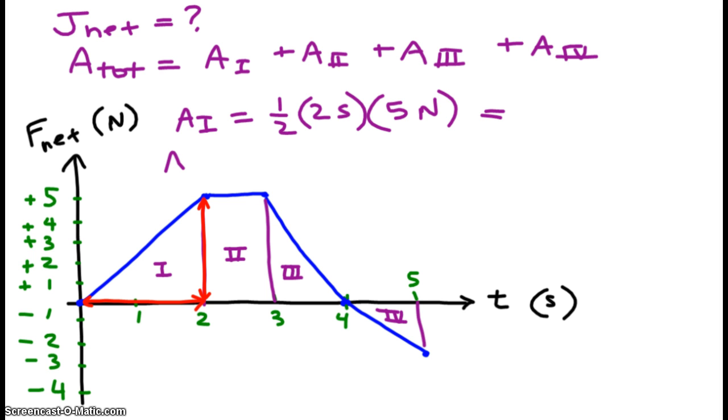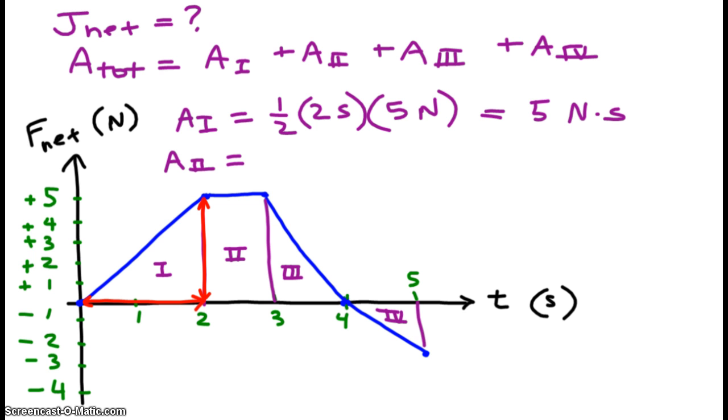Next, I have area 2. Oh, I didn't calculate area 1. This comes out to 5 newton seconds. Hey, 5 newton seconds. That's the unit of impulse. So maybe you're starting to believe me. Maybe you're starting to believe that the total area is equal to the net impulse, because the units seem that way. Anyway, where were we? Okay, on to the next part.